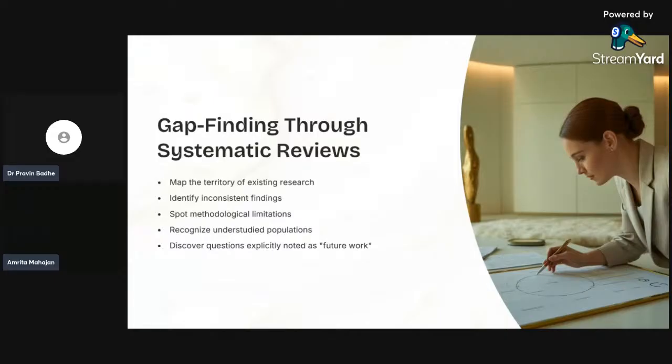And then the last is discovering questions explicitly noted as future work. Many research papers conclude by suggesting areas for future research. So systematic reviews are an excellent way, I would say, to compile all these suggestions and identify those themes or questions that have not yet been addressed. These are really very good opportunities for researchers to find those gaps and to explore more.